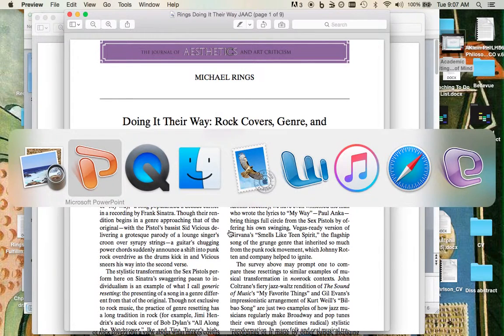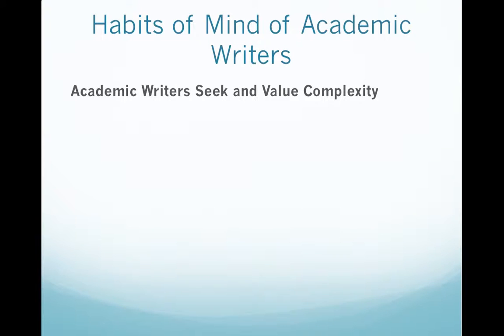Okay, so getting back to our PowerPoint. So the next habit of mind is that academic writers seek and value complexity. In other words, we don't just take things at face value and accept a simple answer when we ask a question. We try to dig deep below the surface and really explore the nitty-gritty of that phenomenon and see what makes it interesting and complex. The more complex the problem, the more academics like it.